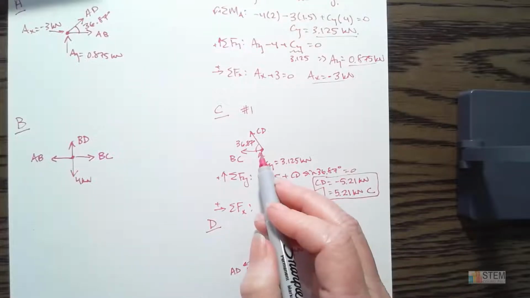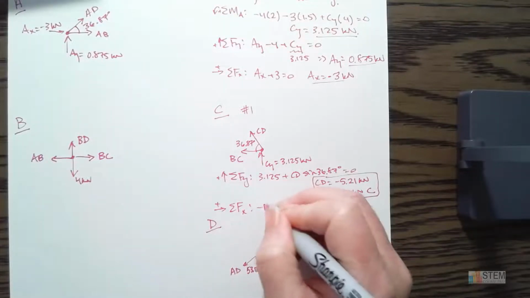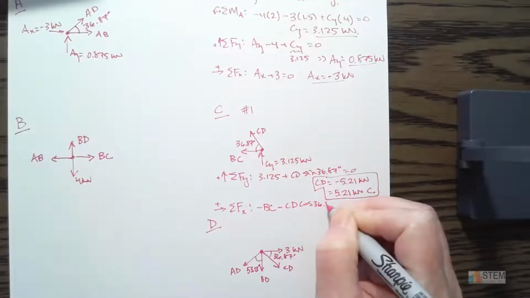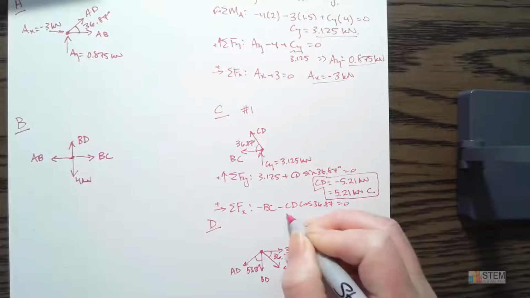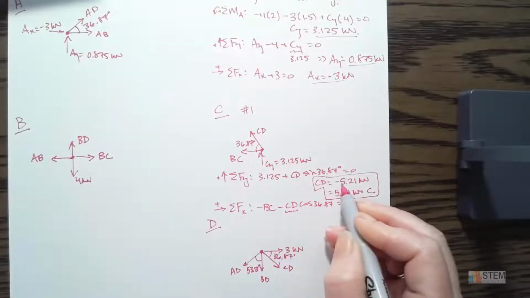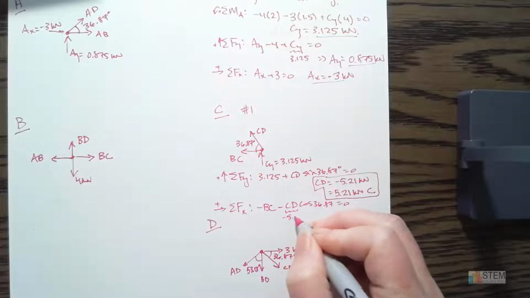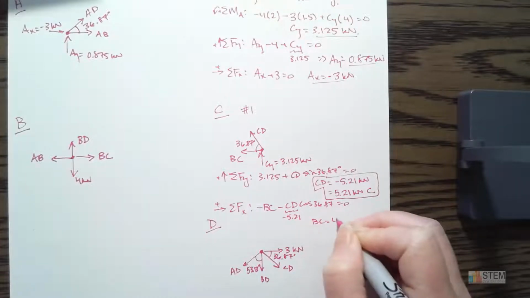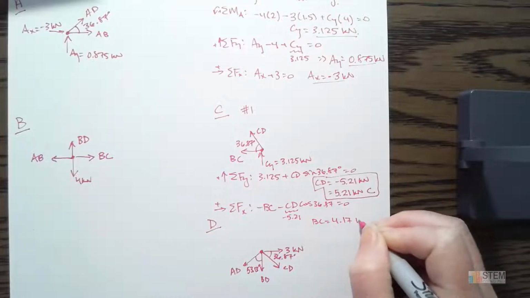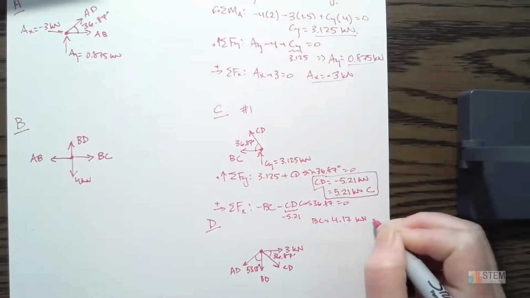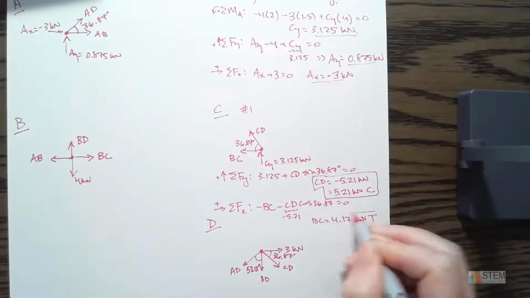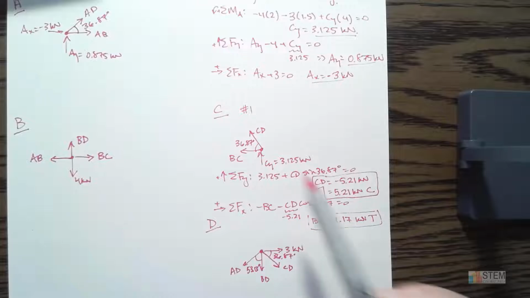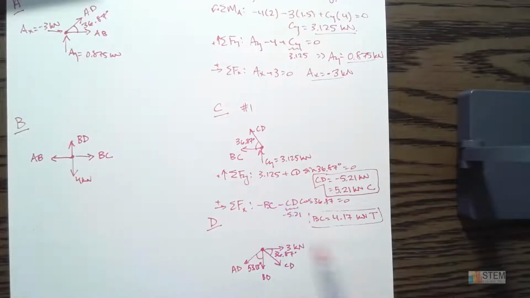All right, so in the x direction, we got negative BC, and then negative CD cosine 36.87. Now, we already know what CD is. We're going to use the negative value, don't forget the negative, and then we can solve for BC. And that one, we get 4.17 kilonewtons. It's positive, that means it's tension. So negative is compression, positive is tension, as long as you draw your forces going out of the joint.